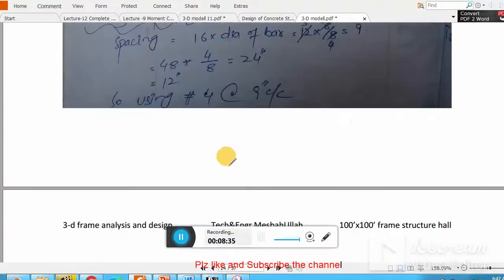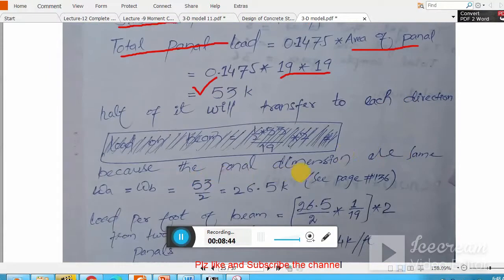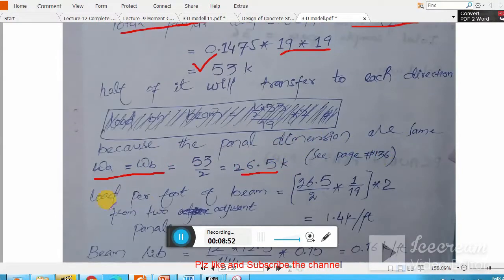Here half of this load will transfer to each direction. Clear? Now because the panel dimensions are the same, W and WB will be the same, 26.5 kip. See page number 136, load per foot of beam. Remember, 26.5 is further divided by 2. Now this will give you the load distribution in one direction.